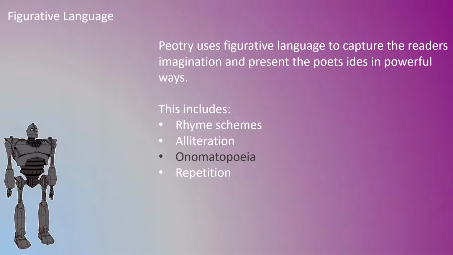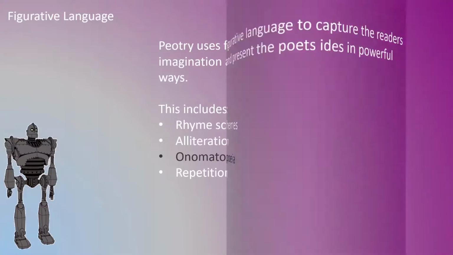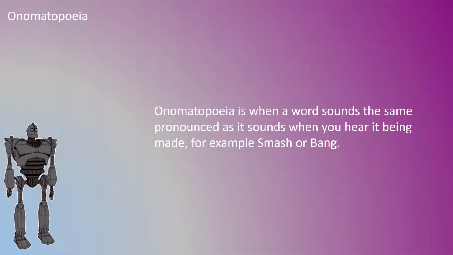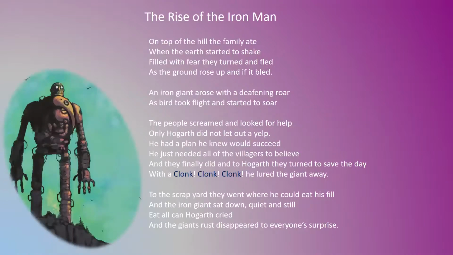Next, we will look at onomatopoeia. If you have the poem in front of you, talk with the grown-up in the room and see if you can find where onomatopoeia has been used. So onomatopoeia is when a word sounds the same as the sound it describes. For example, smash or bang. In the poem, the clonk, clonk, clonk, which is taken from the book, is used to capture the sounds of the giant walking.